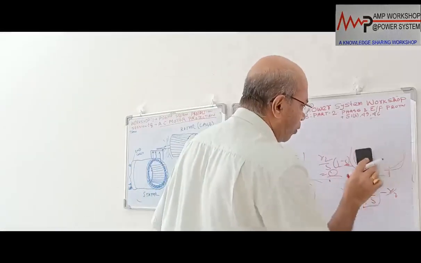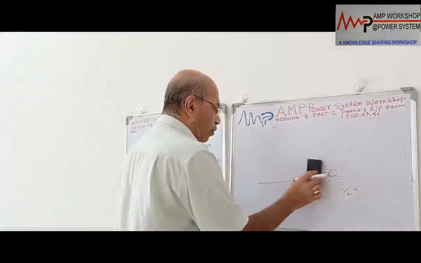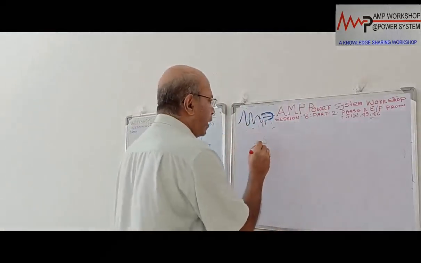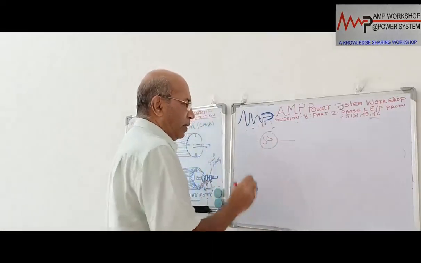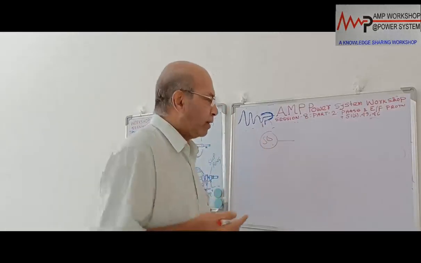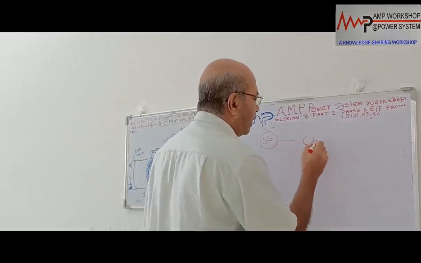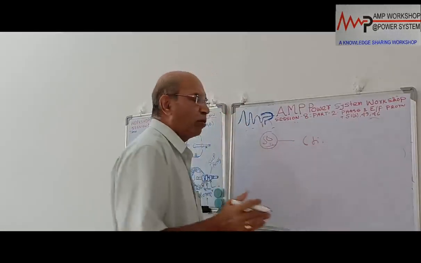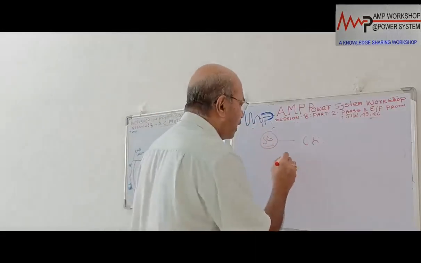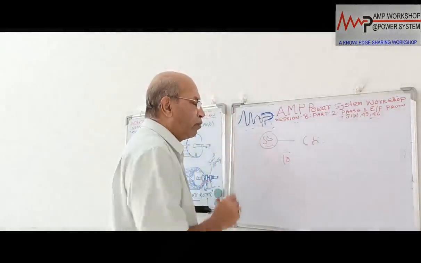Now, as the motor starting current is 6 times, the overcurrent relay, this 50 relay which we provide, should not operate during motor starting. As the motor starting takes about 6 times current, this 50 relay pickup setting should be more than 6 times. That means at least 10 times fault current should flow through the relay, then only the relay should operate.